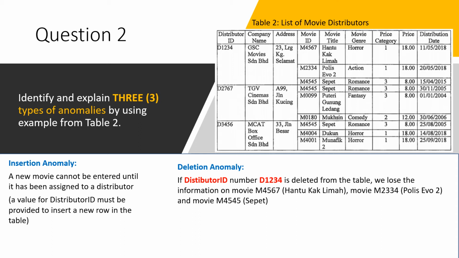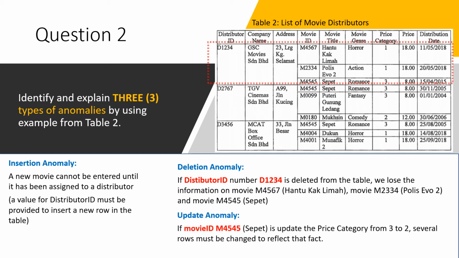Secondly, about deletion anomaly. If distributor ID number D1234 is deleted from the table, we will lose the information on movie M4567, which is Hantu Kak Lima, movie Police Evo 2, and also movie Sepet, because we delete the distributor ID number D1234.